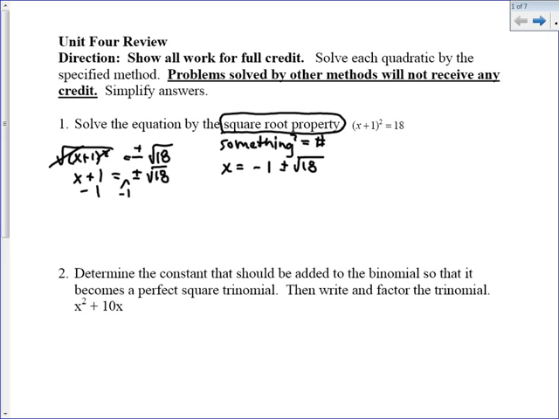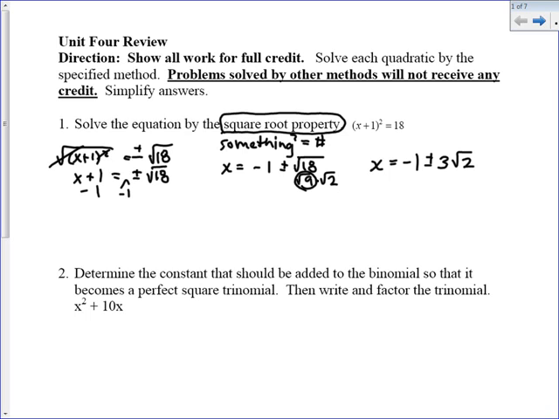I can break up that square root of 18 to be the square root of 9 times the square root of 2. And you will have your yellow cards to help with the radicals. So we're looking at x equals negative 1 plus or minus 3 square root 2. Do I need to necessarily write that as two separate answers? No. If it's got a square root or it's got an i, you can leave it stacked. If it doesn't, that's when you have to break it up.